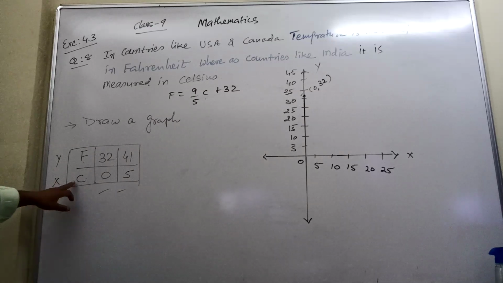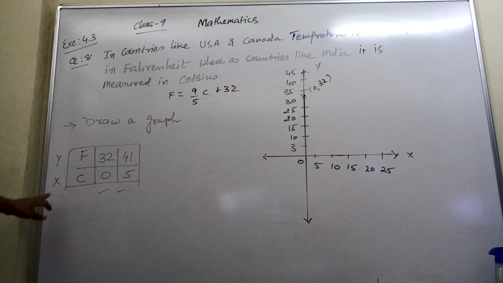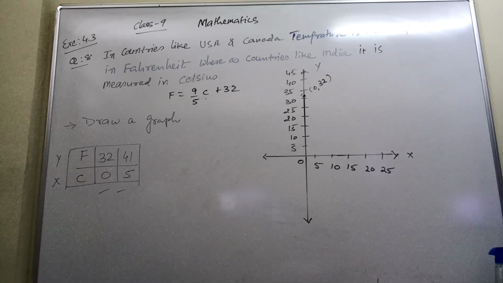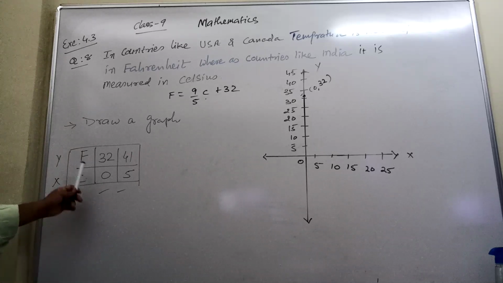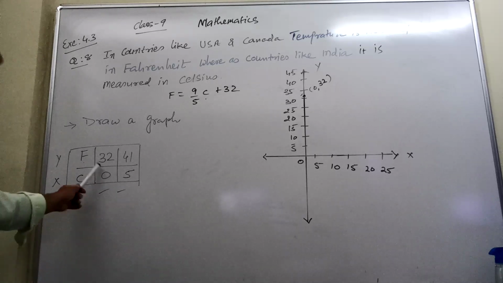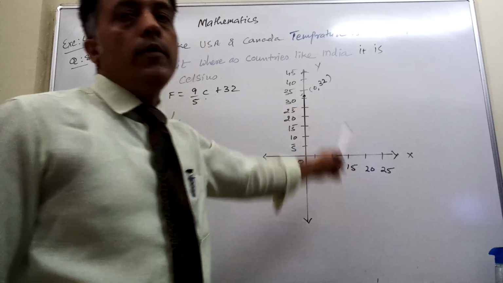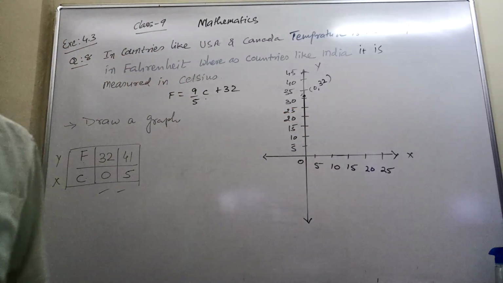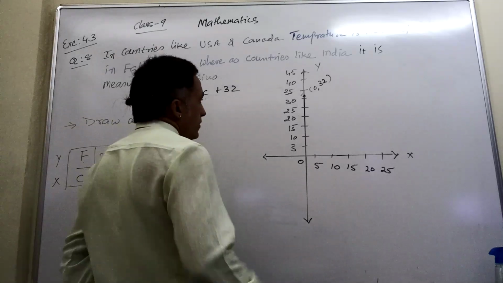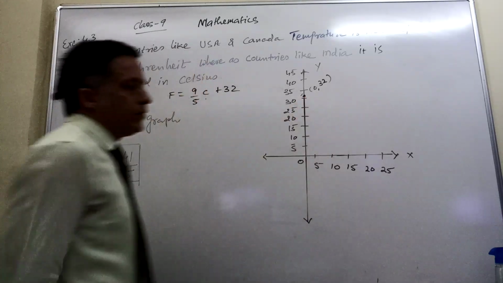So here C, Celsius, stands for the x axis and F, Fahrenheit, stands for the y axis. So the value of C is 0, the value of F is 32, and when I write this value in terms of coordinates, the first value will be of Celsius, which is the x axis, and the second value will be of Fahrenheit, and that is the value of the y axis. So here my point is 0, 32.